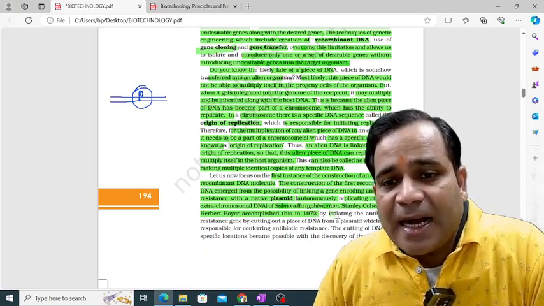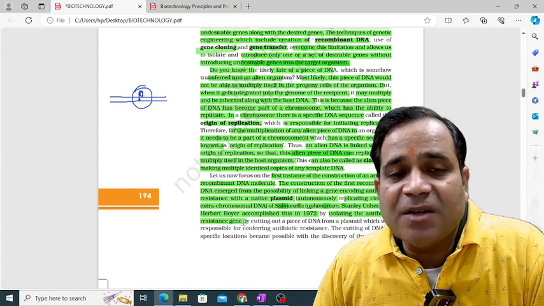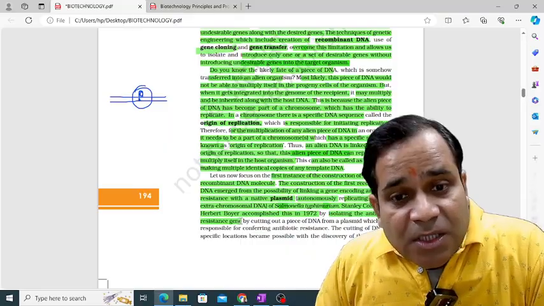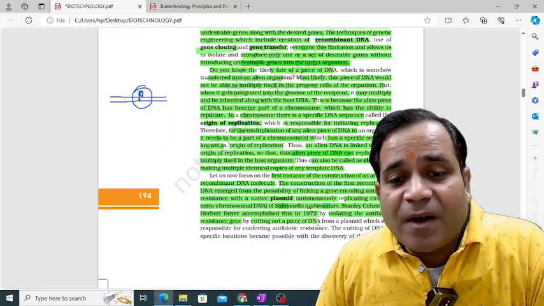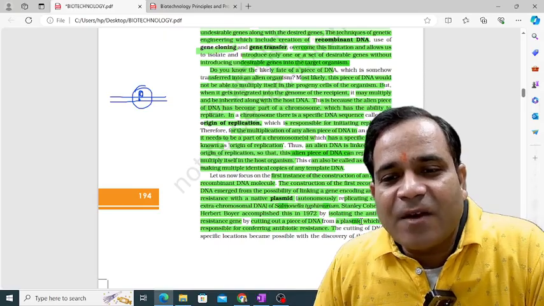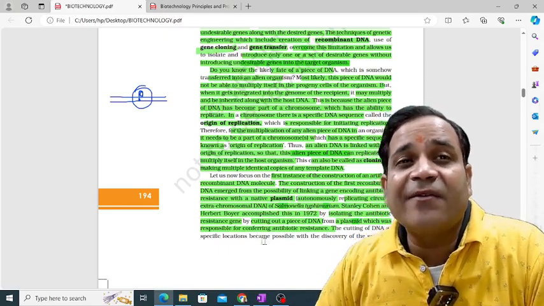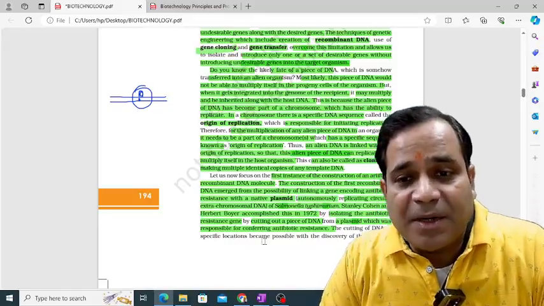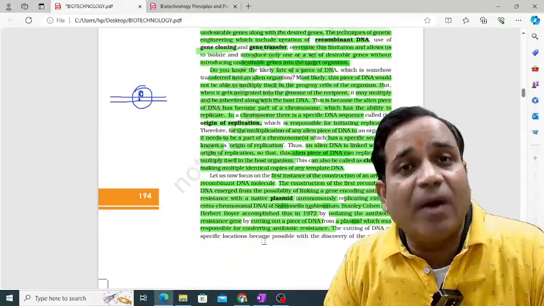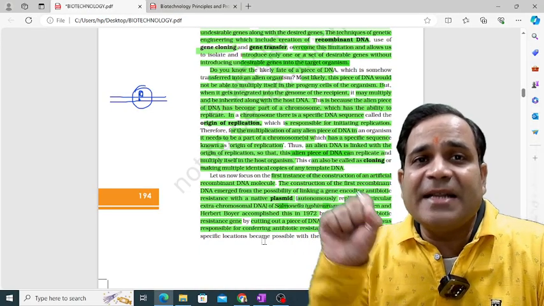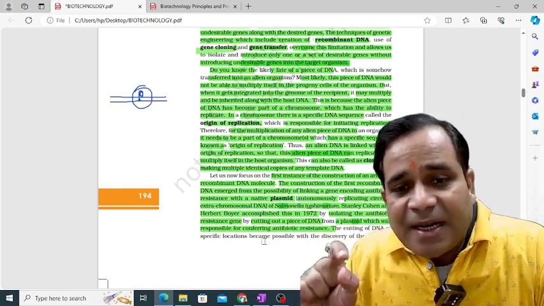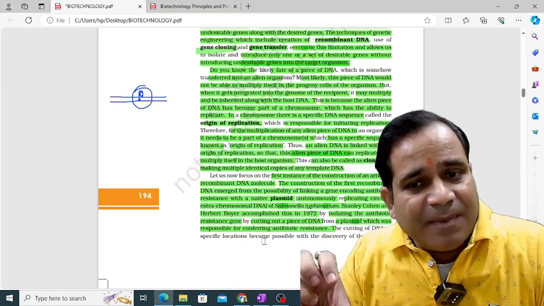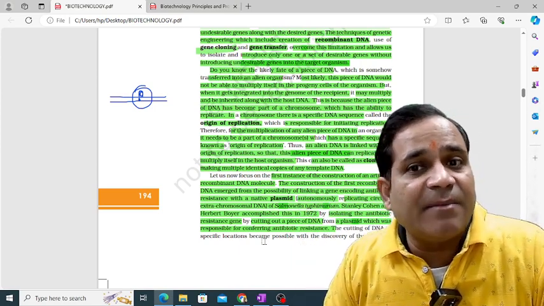They isolated the antibiotic resistant gene, which was obtained by cutting a piece of DNA from a plasmid that was responsible for conferring the antibiotic resistance, my dear. Again, I'm going to repeat: Herbert Boyer was the scientist who isolated the antibiotic resistant gene, by cutting out the piece of DNA from a plasmid responsible for the antibiotic resistance.